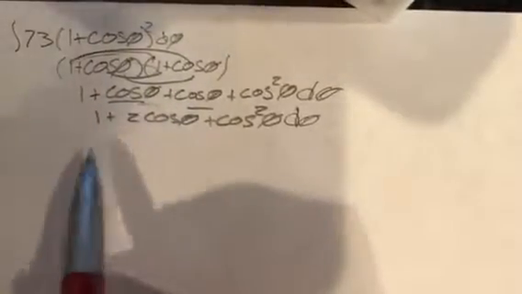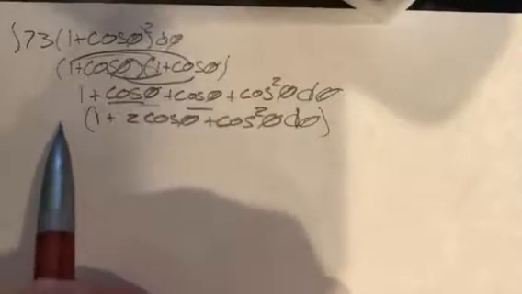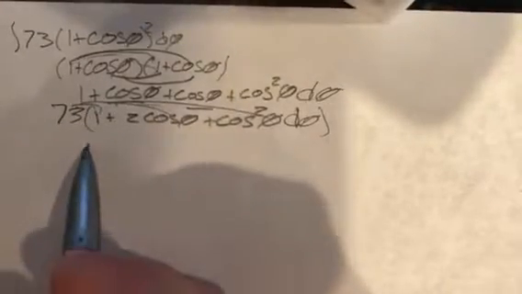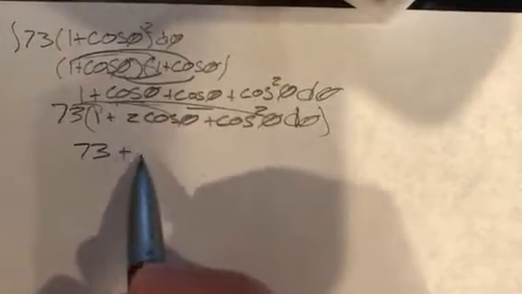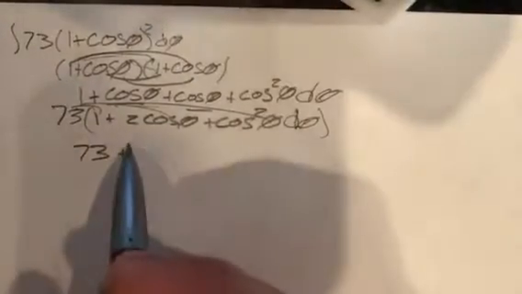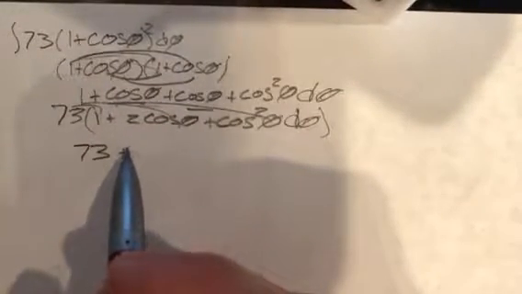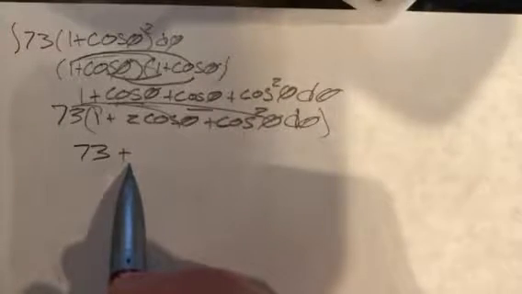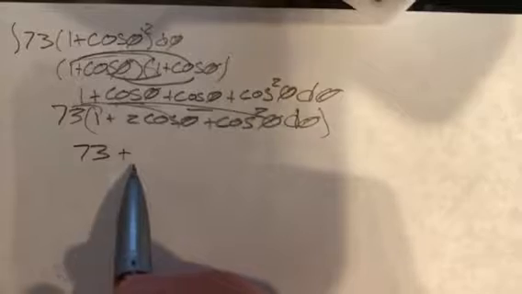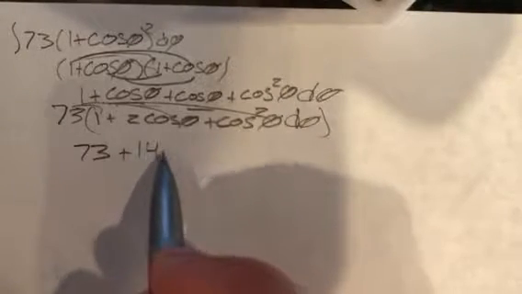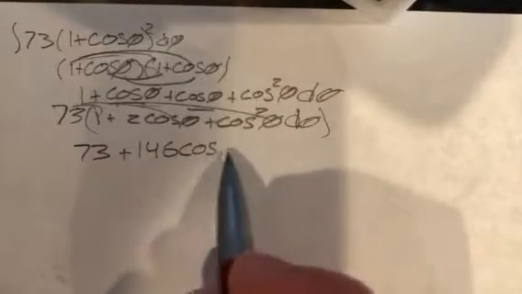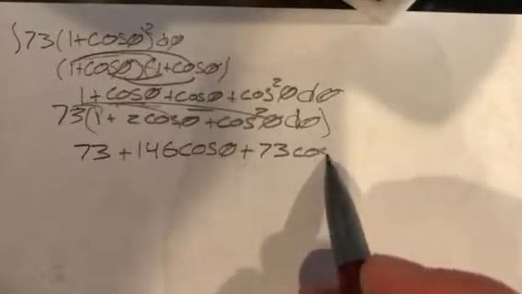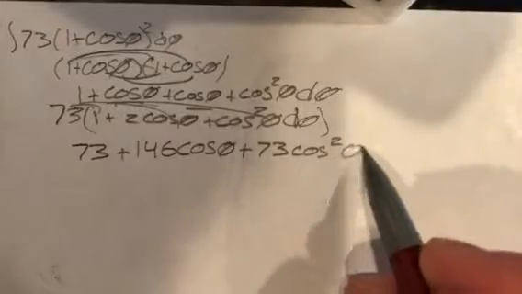So now we can FOIL in or distribute this 73 into all these terms. So we're just left with 73 plus 73 times 2. I don't know off the top of my head. That would be, I think, 146. 73 times 2, let me check. 146, yeah. Cosine theta plus 73 cosine squared theta d theta.